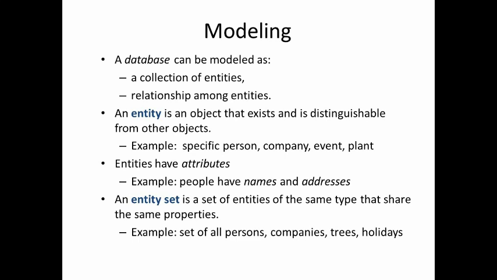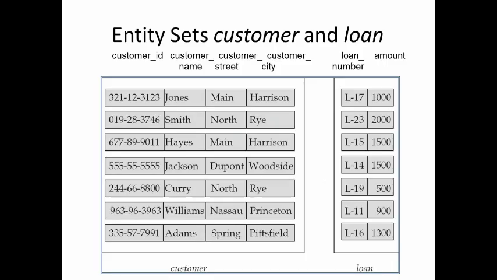So an entity set is a set of entities that have the same type groupings. I think we covered this one. Now here we have a representation where we are looking at loan against customer. A customer can go to a bank and request a loan. A loan can be associated to a customer. So here's an example of that kind of relationship.